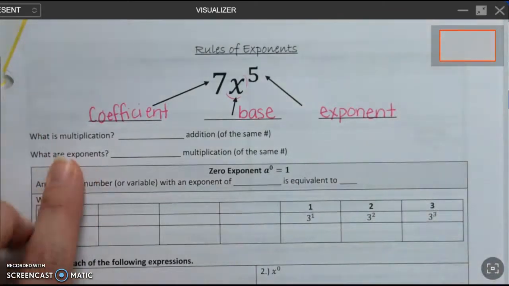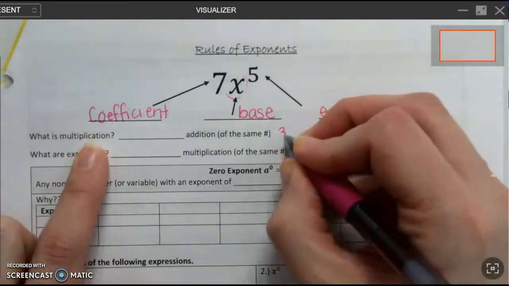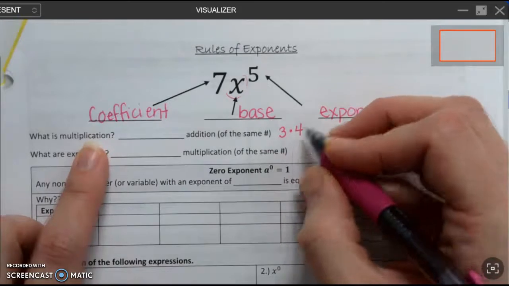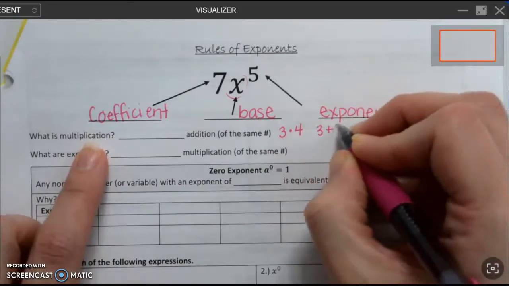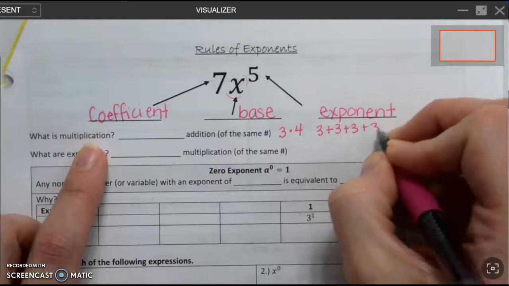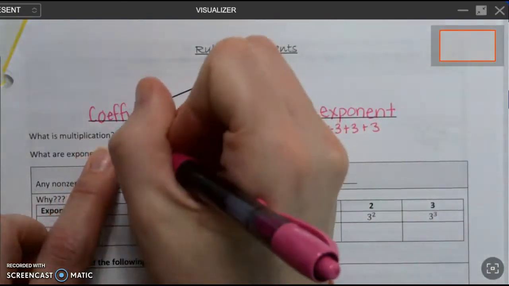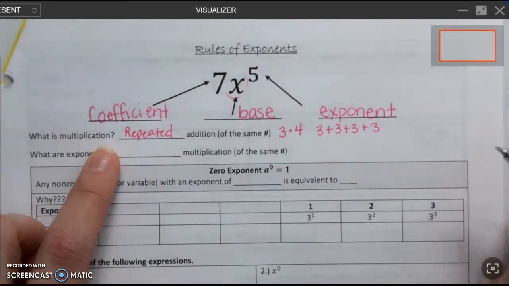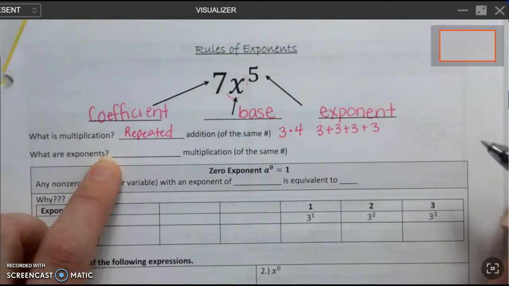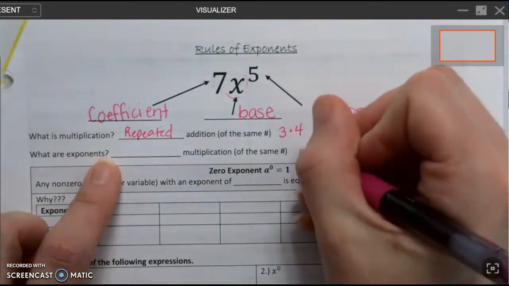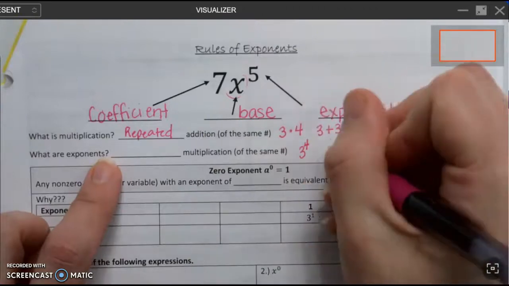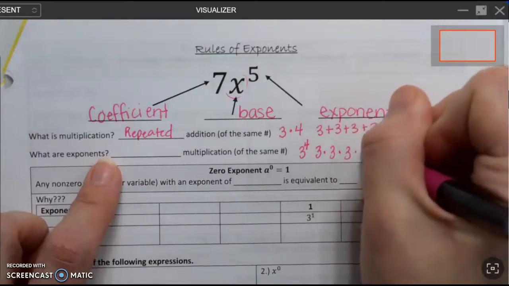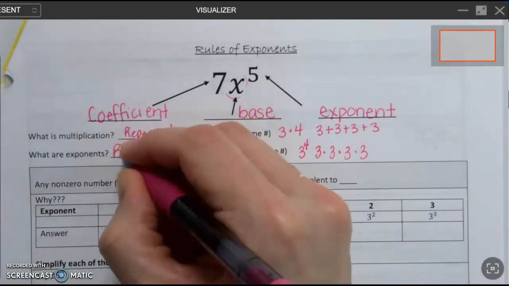Okay, so multiplication in general, if I was going to take 3 times 4, that means I'm really just taking 3 plus 3 plus 3 plus 3. So multiplication is really just repeated addition. Now that's the same kind of idea for exponents, but exponents are just repeated multiplication. So if I wanted to do 3 to the 4th power, that would be 3 times 3 times 3 times 3.